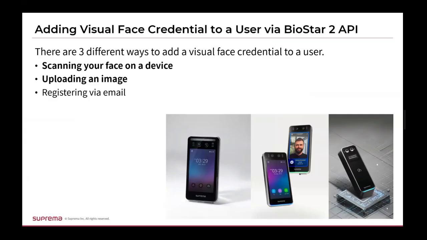There are three methods to add a visual face credential to a user. The first method involves scanning the user's face on a device. Second is to upload an image. Lastly, you can register via email. In this webinar, I'm going to go over the first two options as the majority of the questions I receive are from these two options.